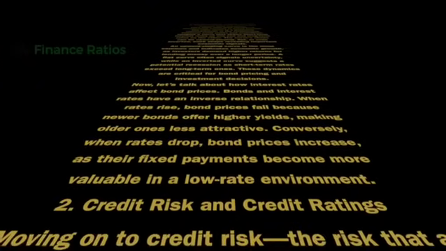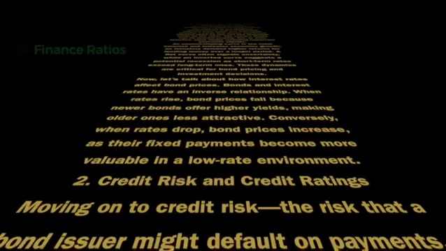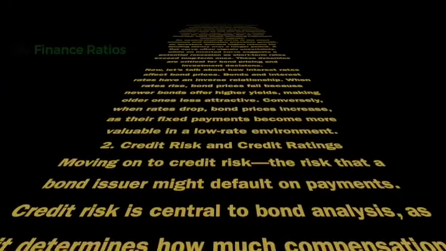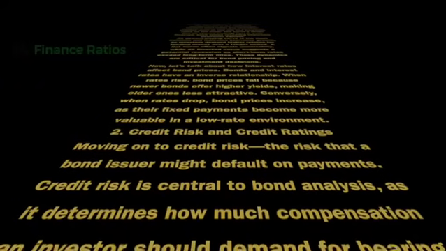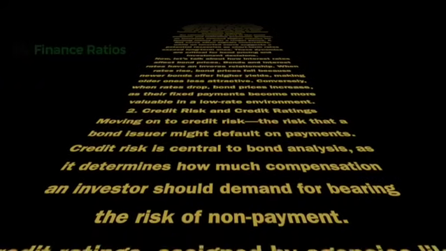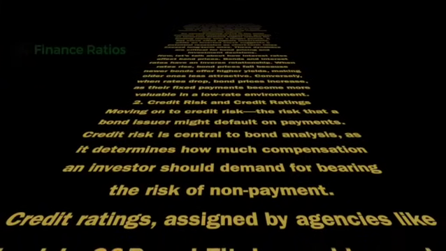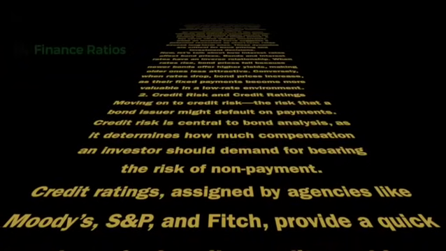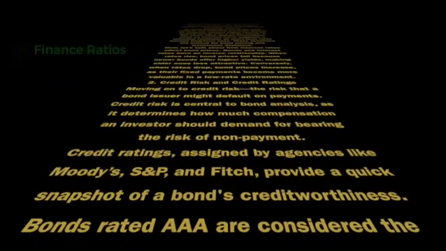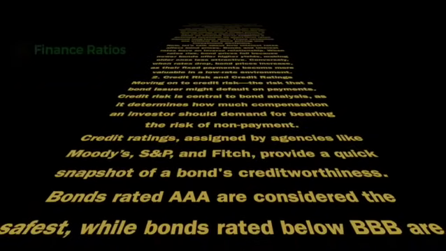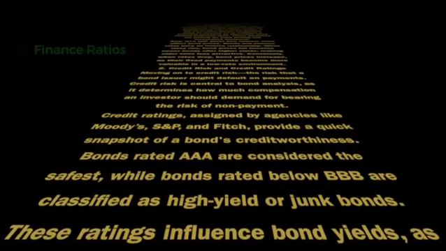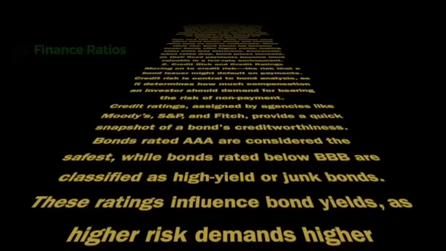2. Credit risk and credit ratings. Moving on to credit risk, the risk that a bond issuer might default on payments. Credit risk is central to bond analysis, as it determines how much compensation an investor should demand for bearing the risk of non-payment. Credit ratings, assigned by agencies like Moody's, S&P, and Fitch, provide a quick snapshot of a bond's creditworthiness. Bonds rated AAA are considered the safest, while bonds rated below BBB are classified as high-yield or junk bonds.